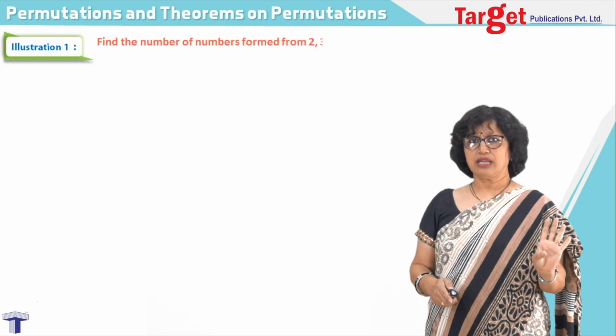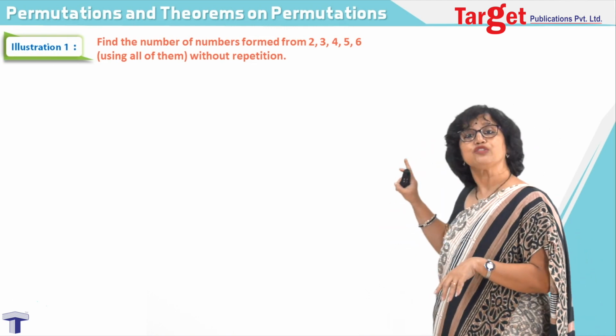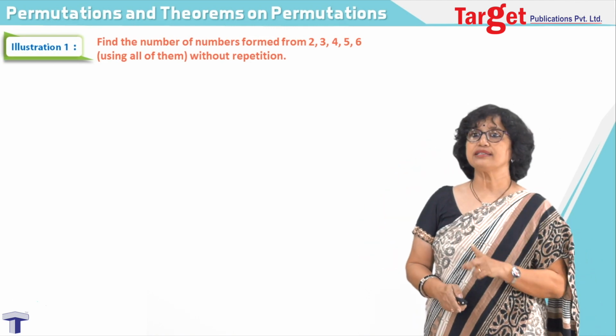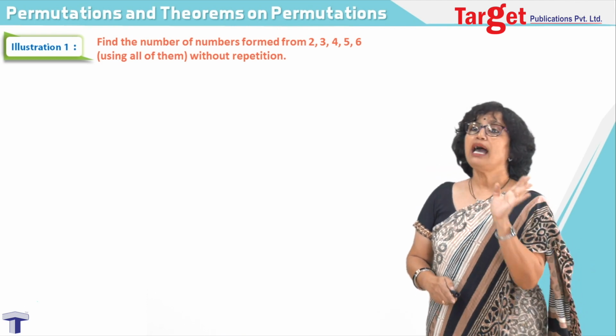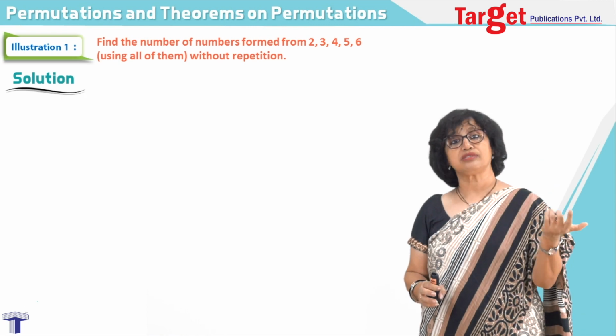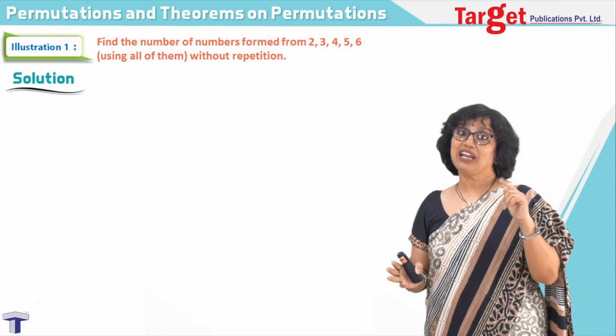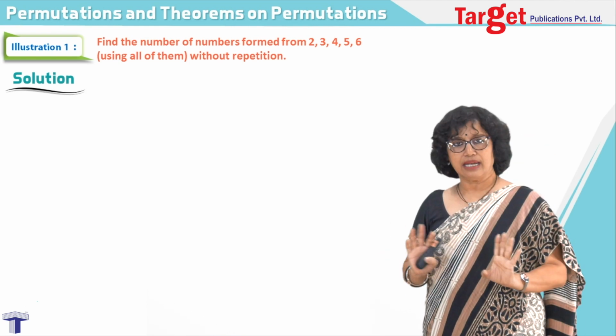I go for illustration now. I think it's high time we must go for illustration. Find the number of numbers formed from 2, 3, 4, 5, 6 using all of them and without repetition. Now this question is regarding your first theorem, where all of them are to be used, means no second theorem where r objects are to be arranged out of n. That is not the case.